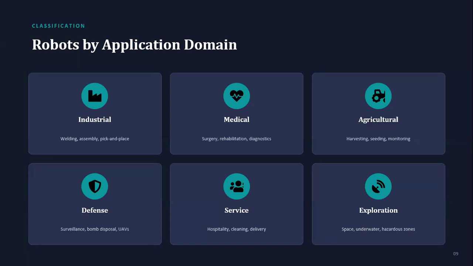Let us now understand the different classifications of robots by application. Robots are classified according to where they are used. Industrial robots perform welding, assembly, and material handling. Medical robots assist in various surgeries and rehabilitation. Agricultural robots support harvesting, spraying, and crop monitoring. Defense robots carry out surveillance and bomb diffusing.